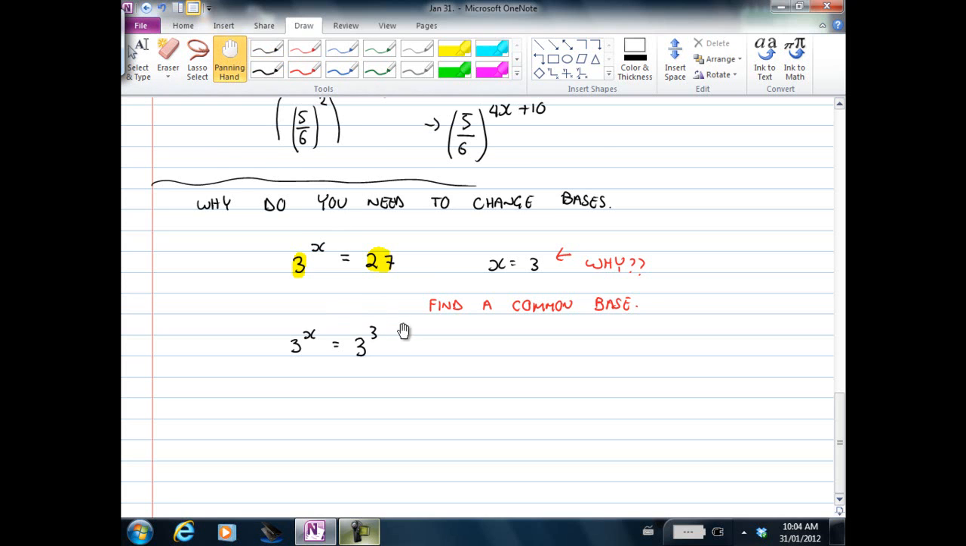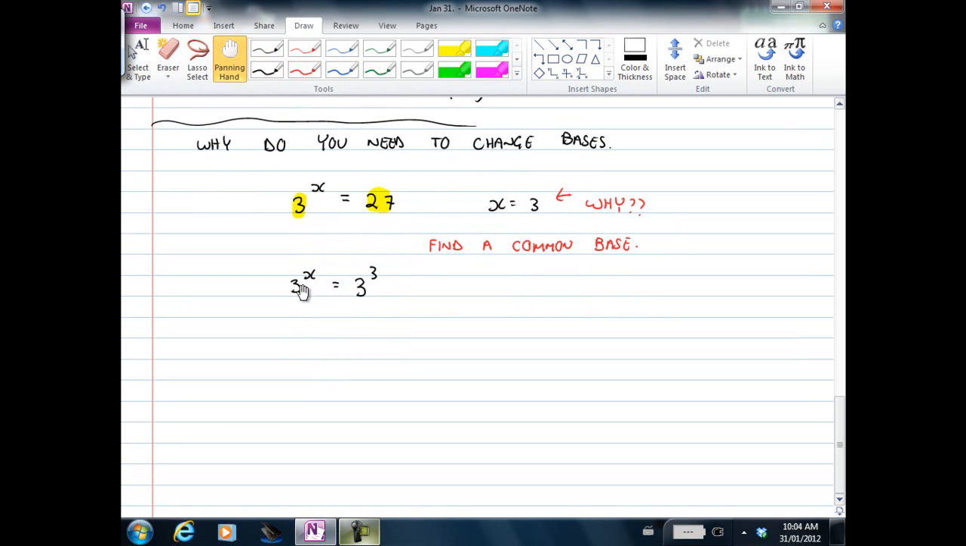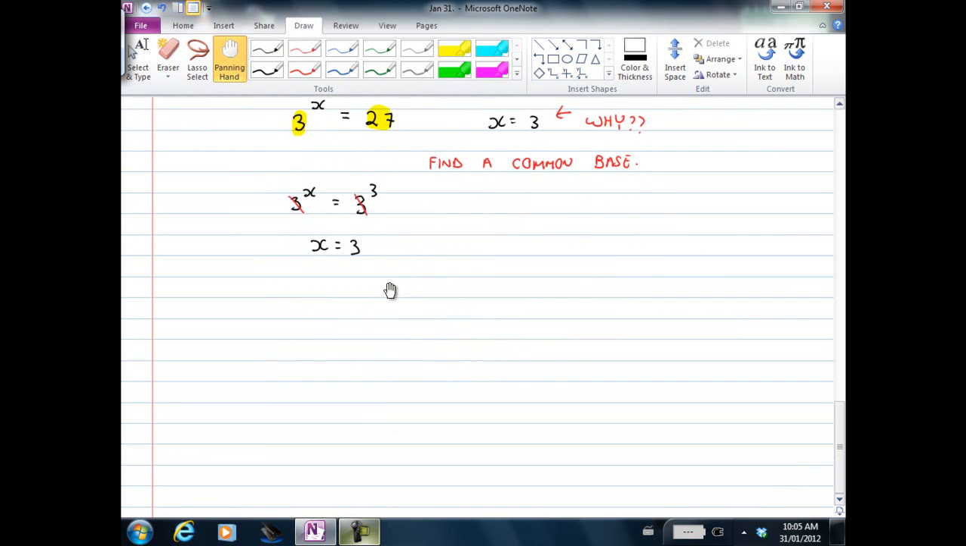Hey, look at this. If your bases are the same, you cross out the bases and you only work with exponents. See? My bases are the same already. So cross out this 3, cross out this 3. Because if bases are the same, your exponents have to be equal to each other. And that's why x equals 3. Okay? That's why we changed bases.